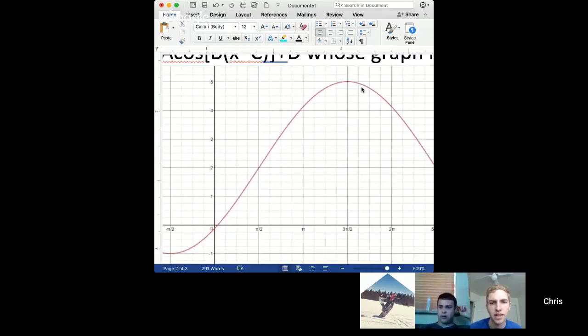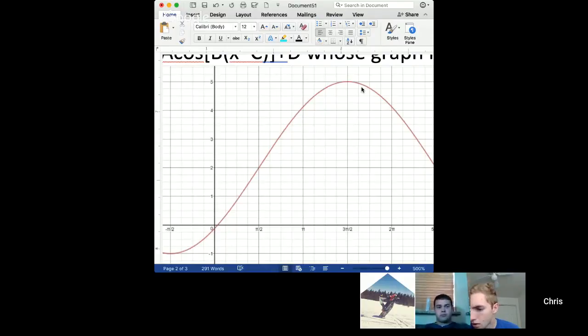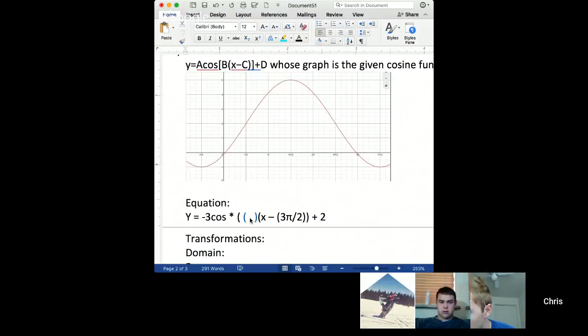I'm pretty sure a regular cosine only hits a 1. That's why we have to stretch it up to a 5. So the number 3 is supposed to be there, but whether it's inverse or not has nothing to do with the 3 that's supposed to be there. So it could be -3 cosine. Question is, what is B supposed to be?